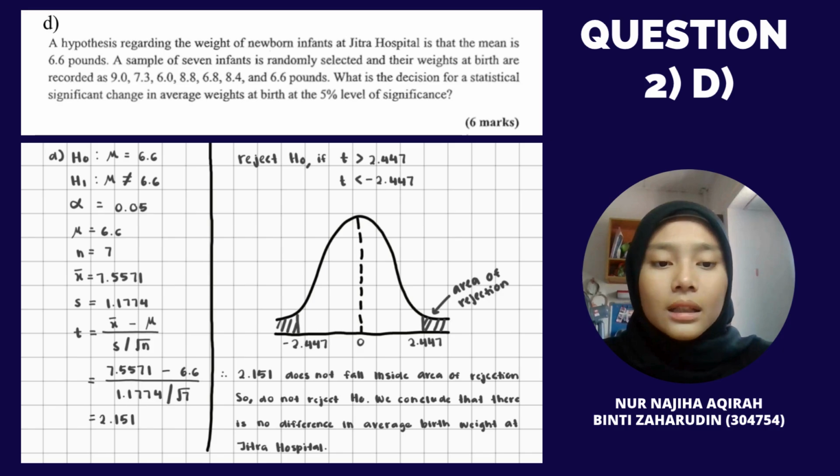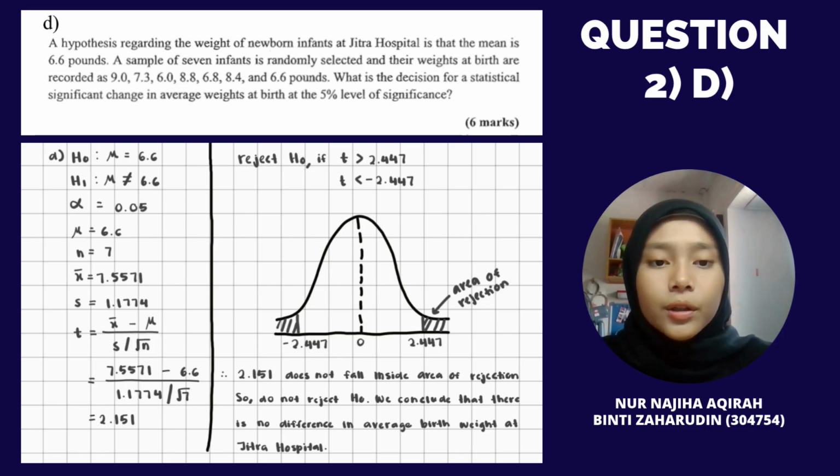After calculating, we got x bar equal to 7.5571, sample standard deviation equal to 1.1774, and sample size equal to 7. So we just need to substitute these values into the t-test formula, which is sample mean minus population mean divided by sample standard deviation over square root of n. And we got the t-statistic value equal to 2.151.